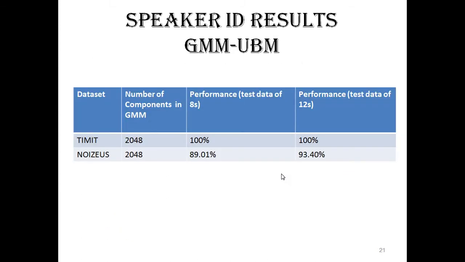And the speaker ID results for the Gaussian mixture model with universal background scheme are as follows. For the clean speech database, that is TIMIT, with 2048 components, we get 100% accuracy as expected, because even with the baseline Gaussian mixture model system, we obtain 99 to 100% accuracy. And with the noisy database, we get around 90 to 91% accuracy on average, because for test data of around 8 seconds we have 89%, and for test data of 12 seconds we have around 94% accuracy.